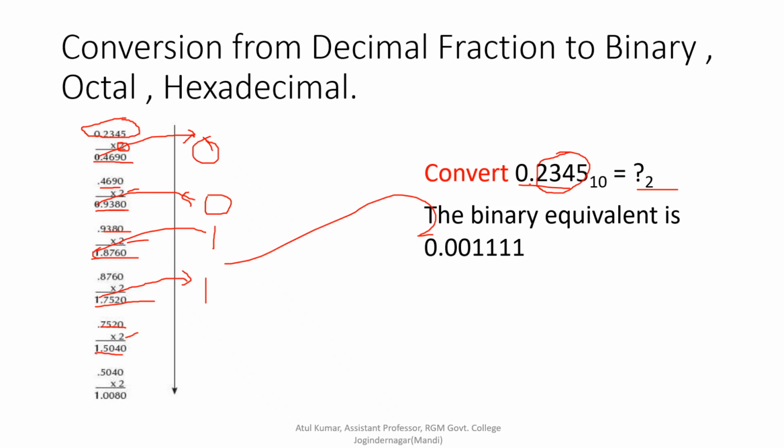1.5040. We again write the digit before the decimal point, which is 1, so we write it here, and after the decimal point the number is 5040. We multiply it by 2 and the number becomes 1.0080. We again write the number before the decimal point here.